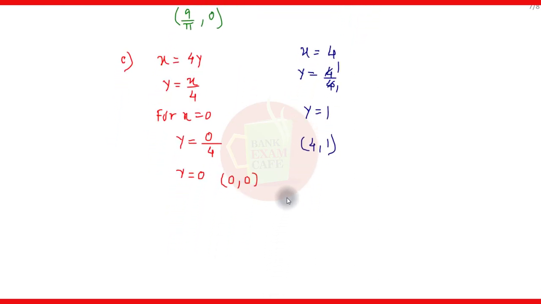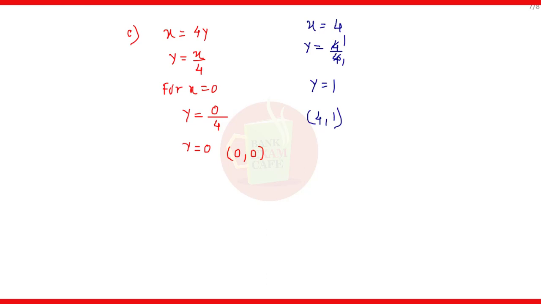Now we will find the third set of the solution. To find the third set of solution, we will assume that x is equal to 16, I take 16, and the equation is y is equal to x by 4. So put the value of x as 16, so you will get y is equal to 16 by 4. So 4 ones are 4, 4 fours are 16. So we have got y is equal to 4. And the third set of solution we got, for x is equal to 16, the corresponding value of y will be 4.